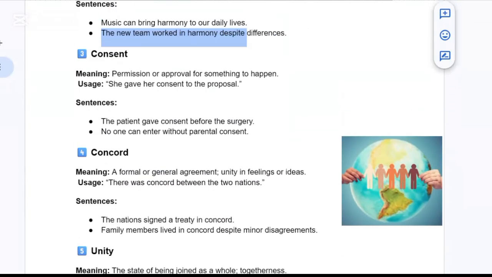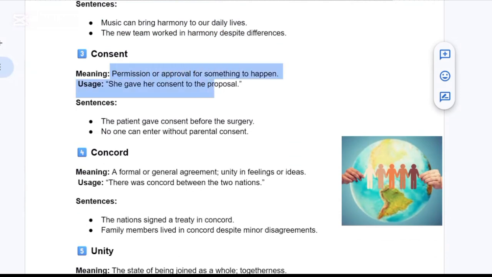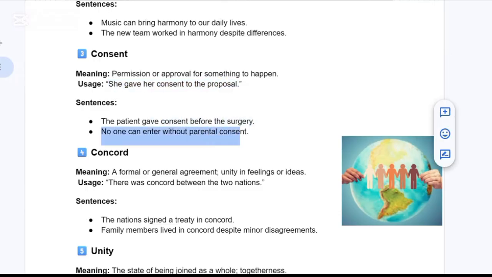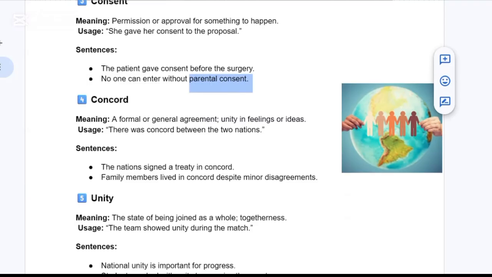Next is consent. Means permission or approval for someone or something to happen. She gave her consent to the proposal. The patient gave consent before the surgery, means the patient agreed to the surgery. No one can enter without parental consent. Means if someone wants to enter the house, that person needs parental consent.